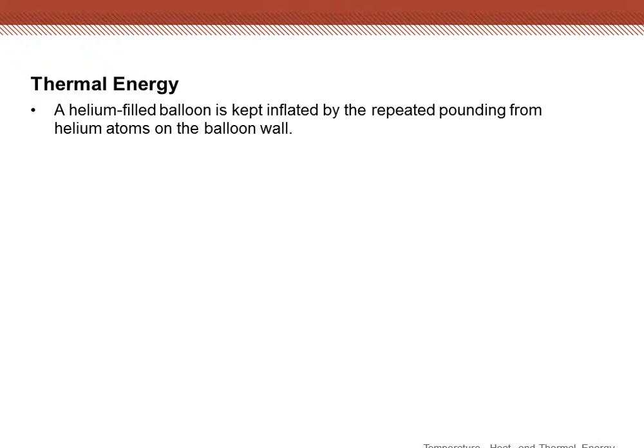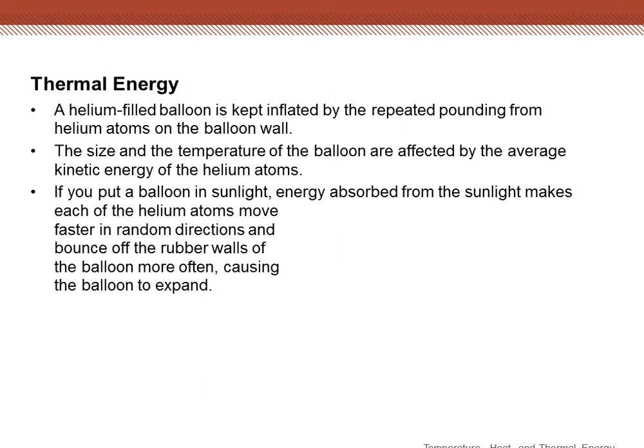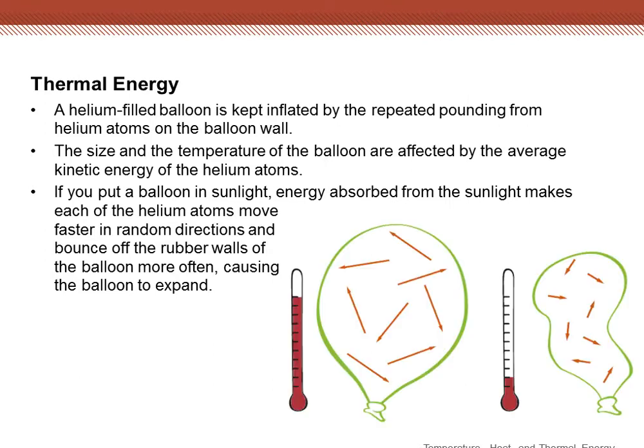Say we have a helium-filled balloon and it's kept inflated by repeated pounding from the helium atoms on the balloon wall. The size and temperature of the balloon are affected by the average kinetic energy of the helium atoms. If you put that balloon in the sunlight, energy is absorbed from the sun, and it makes each of these helium atoms move faster and faster in random directions and bounce off the rubber walls of the balloon more often, causing the balloon to expand.